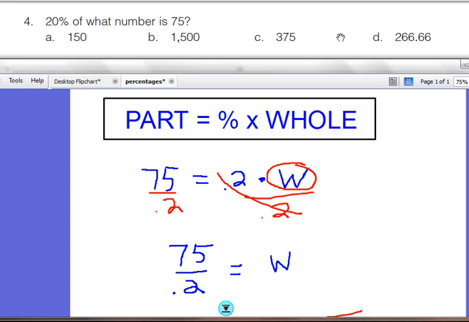Another mental math way to think about this is, what if this was 10%? 10% of what number is 75? Some of you can figure out that 10% of 750 is 75. But because the percentage is twice as large, that number here would end up being half as small. So instead of 750, half of 750 is 375. Again, that's for you folks that are very good at mental math. The rest of us, we need to plug it into our formula and solve for W.